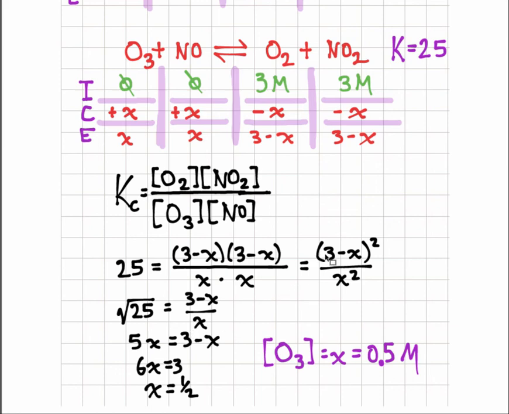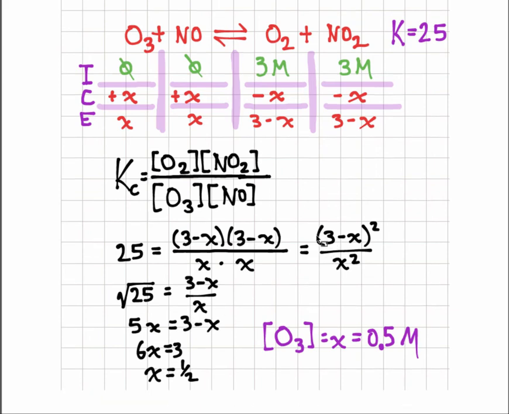But here's a trick. Check this out. In the numerator I had 3 minus x and 3 minus x, and in the bottom I had x and x. So this is 3 minus x quantity squared over x quantity squared. But how about if I just take the square root of this side, and the square goes away. Take the square root of the constant and you get 5. And therefore, 5. So bring this x over to the 5 side: 5x equals 3 minus x. Add an x to both sides: 6x equals 3, x equals a half.